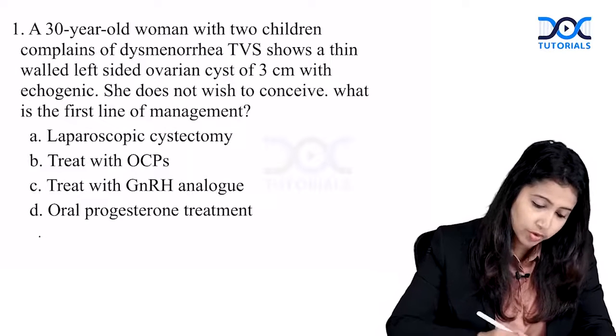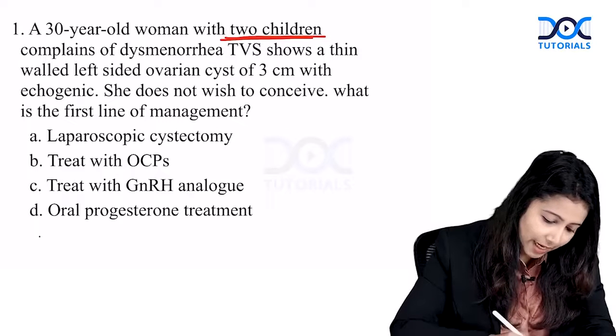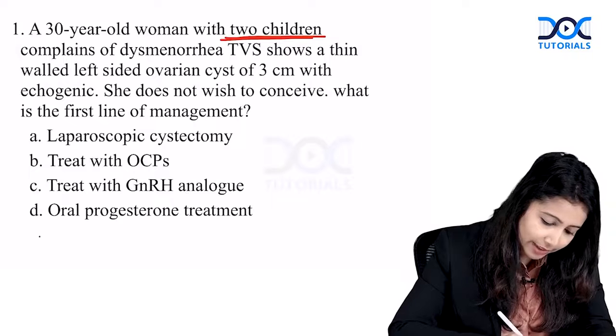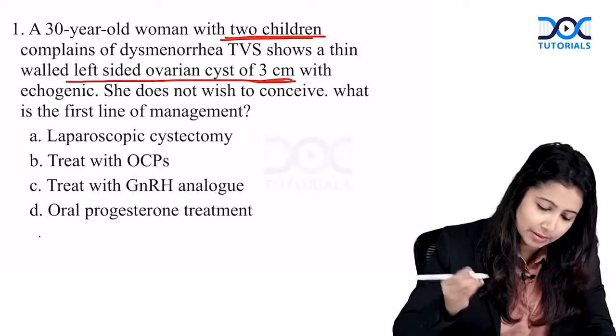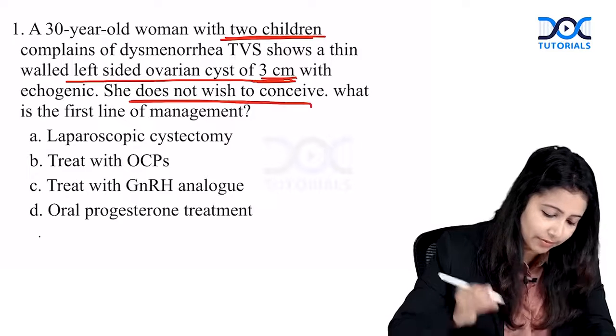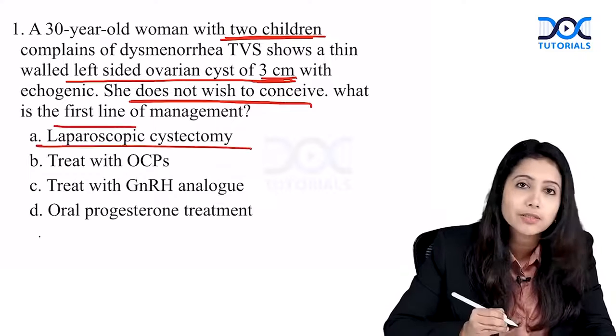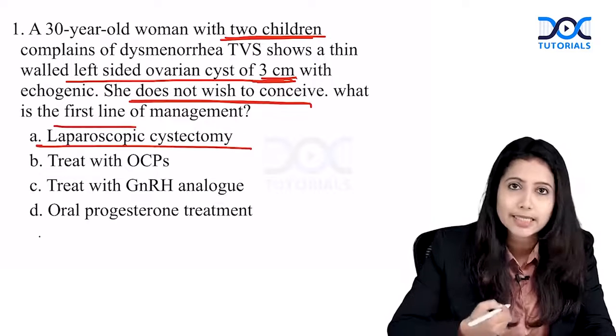Next, a woman who's having 2 children. Her family is completed, and she has a left ovarian cyst of 3 cm, just 3 cm, and she does not want to conceive. What is the first line of management in this case? Will you go for a laparoscopic cystectomy? No, you won't. The size is less.